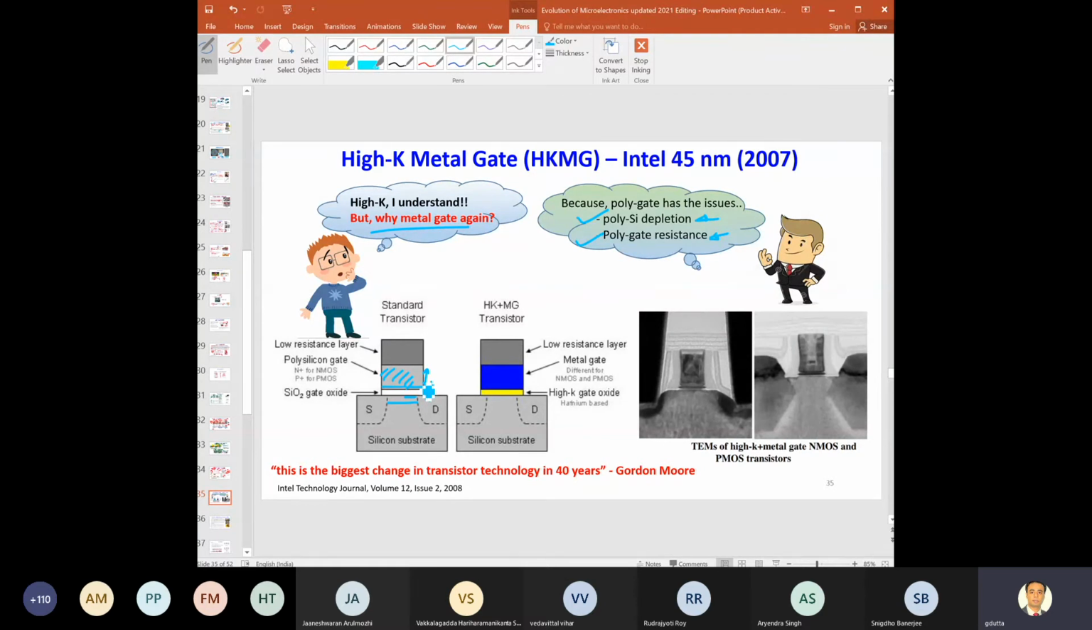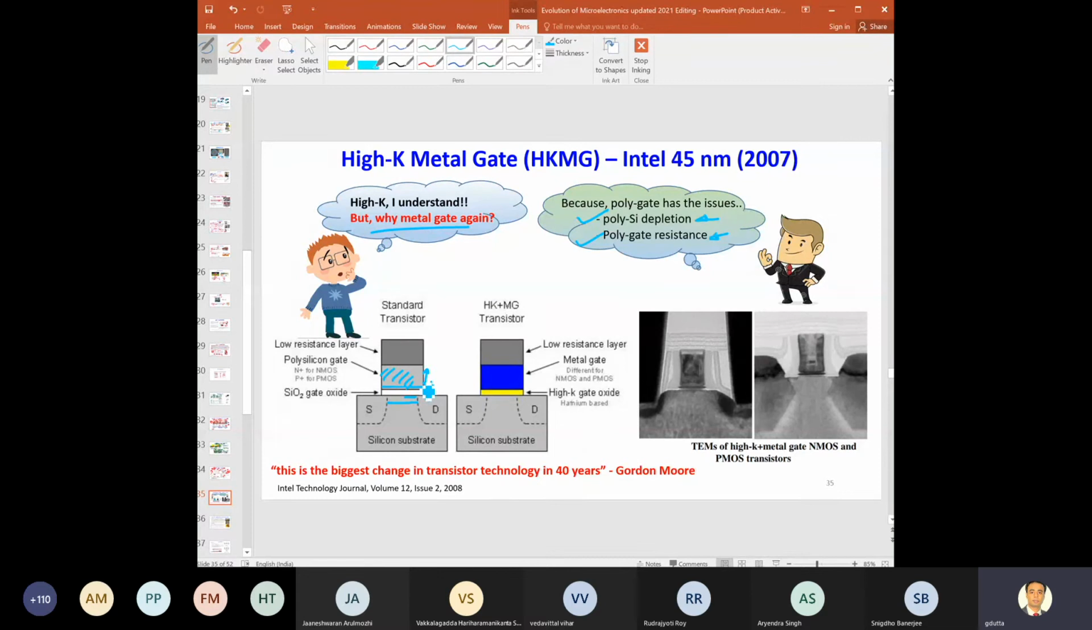When you scale the device more and more, these issues will come. Why will these issues not be that significant for technologies like 180 nanometer? That is because at 180 nanometer technology, the required oxide thickness is much more compared to the polysilicon depletion, right?